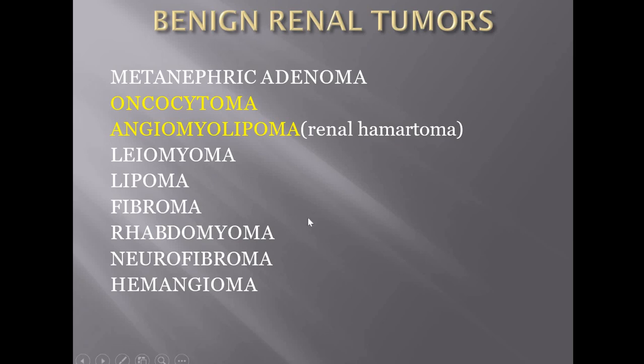So what are the various benign renal tumors? This is the WHO classification. It has metanephric adenoma, oncocytoma, angiomyolipoma, which is also referred to as renal hamartoma, leiomyoma, lipoma, fibroma, rhabdomyoma, neurofibroma, and hemangioma. The suffix -oma means benign. Leiomyoma is of smooth muscle origin. Lipoma is of fat, adipocytes. Fibroma is of fibrous origin. Rhabdo means skeletal muscle. Neurofibroma is of neural tissue. Hemangioma is of blood vessels.